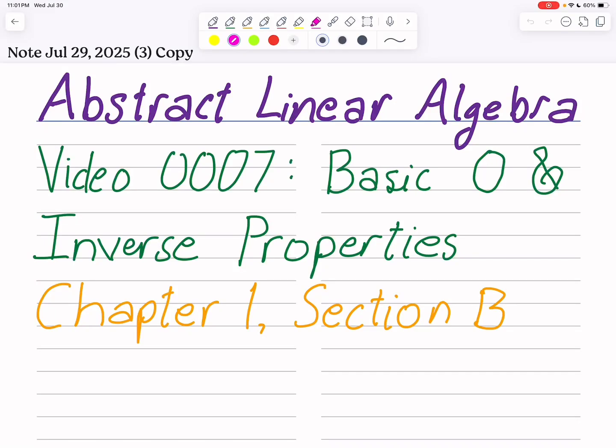Welcome to the next video on abstract linear algebra. This is video 7. We'll be discussing the basic properties of zero and inverses. This corresponds to chapter 1, section B of the textbook.